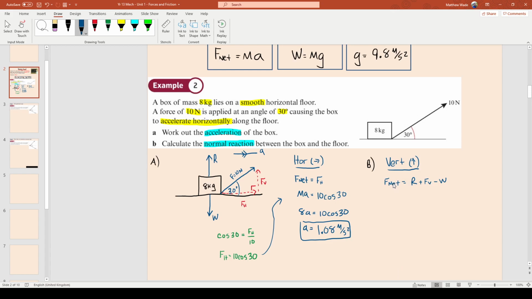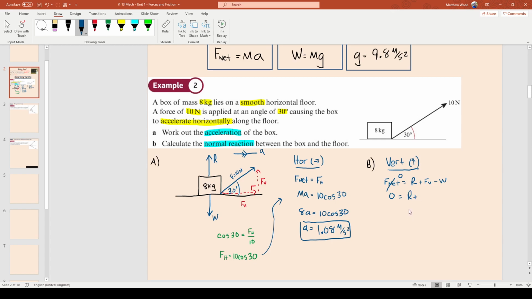F net, you know, is equal to MA. Is it accelerating vertically? Will it leave the surface? Well, no. So the acceleration is 0, so F net is 0. So that's how you skip a step by writing that. So you'll write 0 equals, and you'll go R plus.